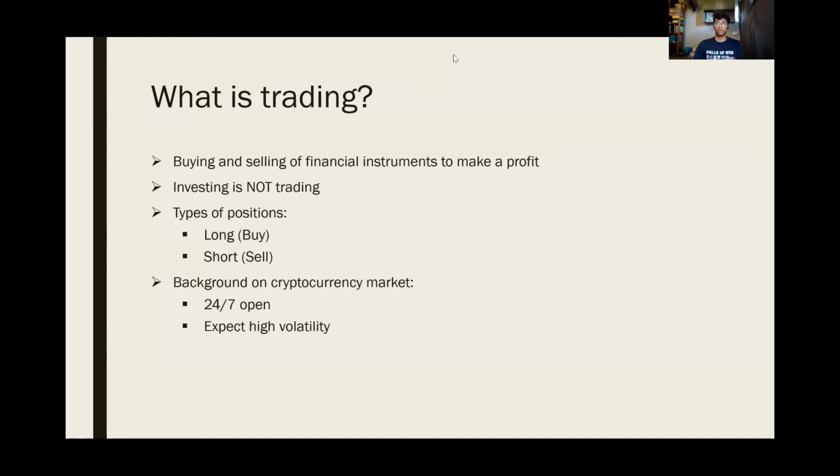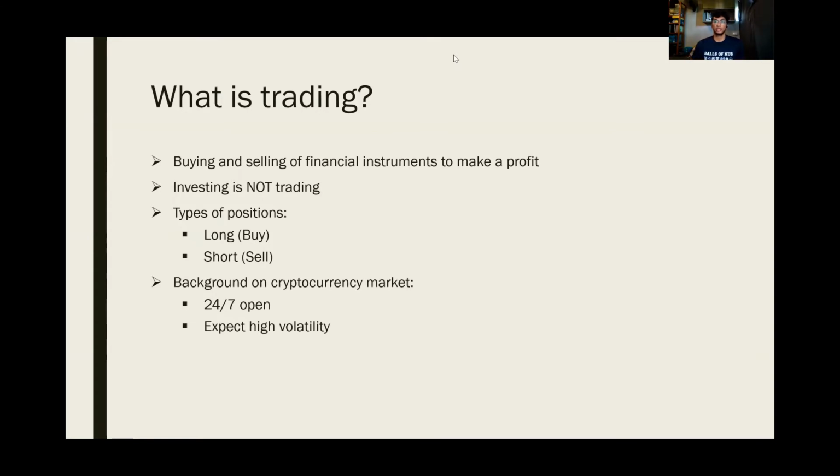Shorting is a little bit more complicated than long because you actually have to borrow the asset or the security and you sell it at the current price, and there's a whole system of financial intermediaries that are involved in the process of shorting because you have to find an institution or an entity that actually owns that asset before you can borrow it from them and then sell it in the market. So it gets a little bit complicated once you discuss the short interest rates and things like that. But essentially what you need to know is that when you short an instrument, you are bearish on that.